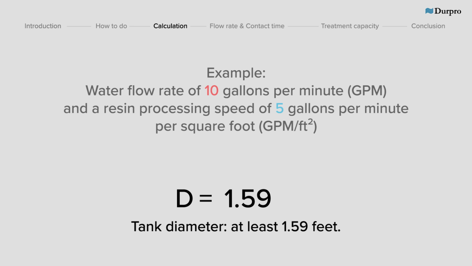A quick note before moving on, resin processing speed is typically a range. Since the calculation doesn't account for this, some discrepancies may occur. For example, in this situation, we would suggest a tank with an 18-inch diameter.